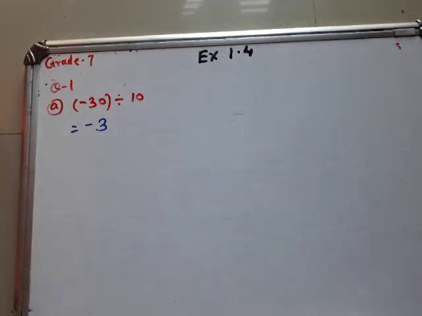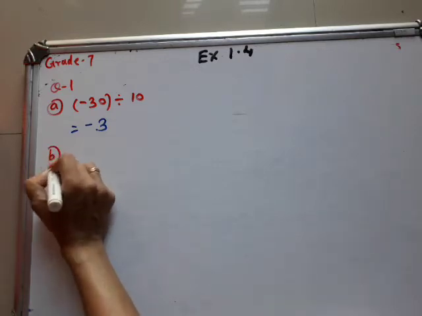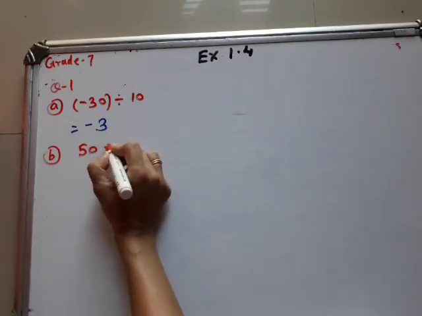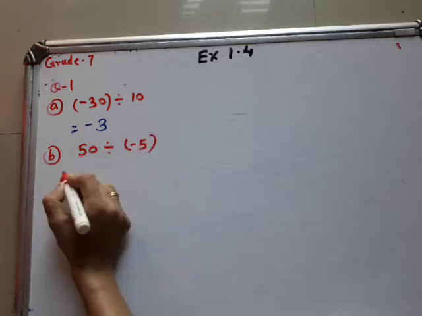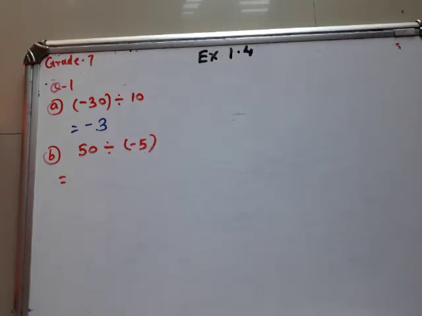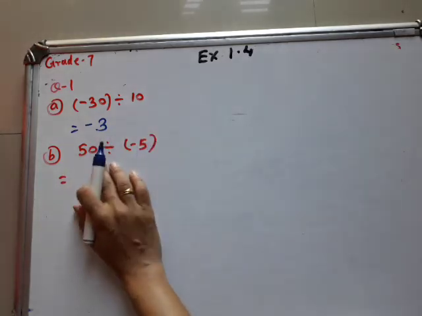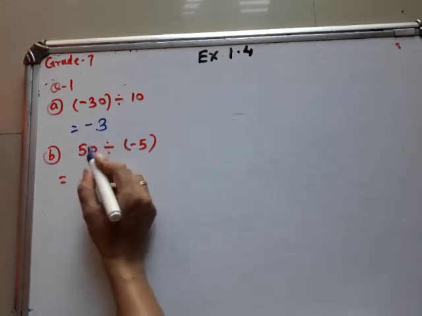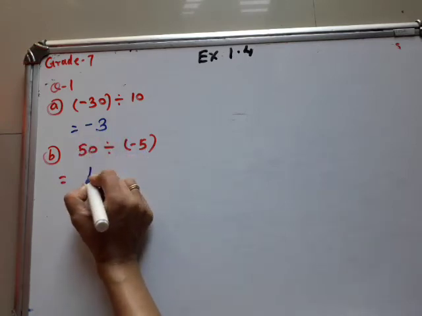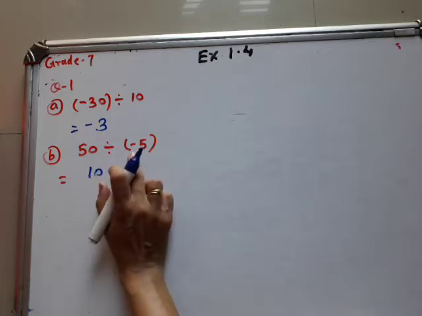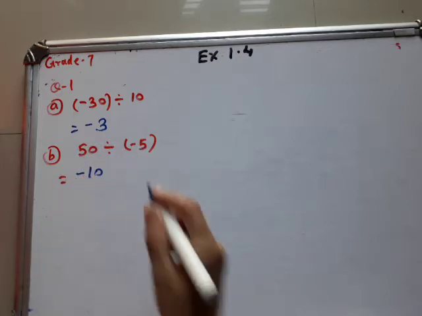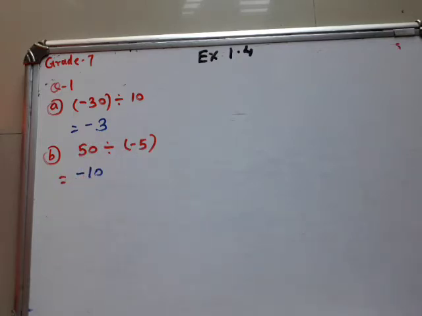Then the second question is again the same. Here 50 divided by minus 5. Now what is your answer? 5 10s are 50. We divide the numbers as whole numbers. 5 10s are 50, so we get the answer 10 and here again a minus sign. So you have to write here minus 10. Minus 10 is your answer.